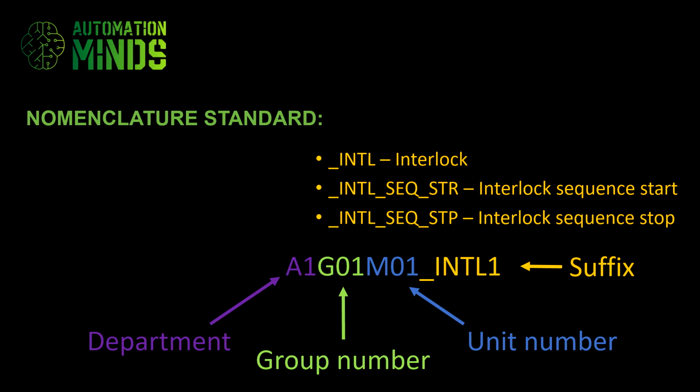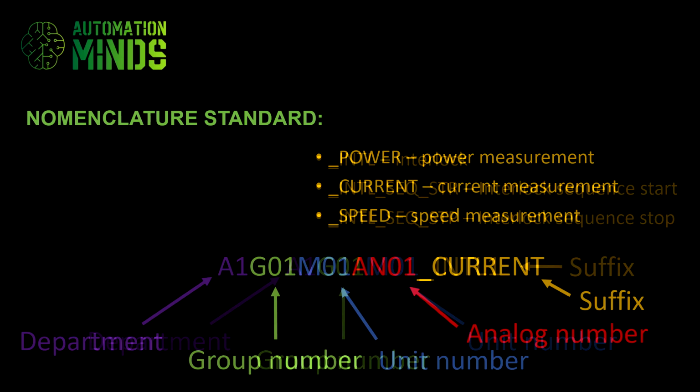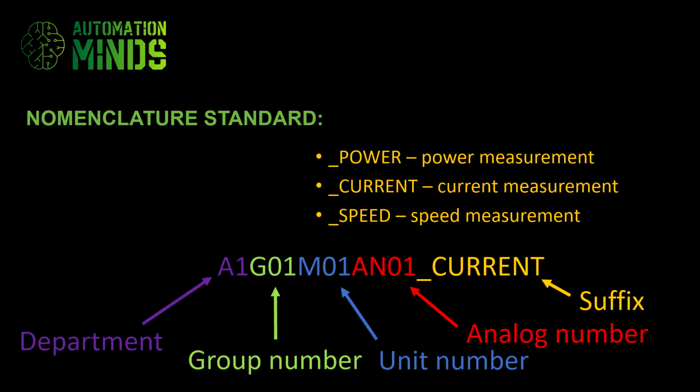Suffixes are also extremely useful for labeling analog measurements and alarms. They help quickly identify what exactly the measurement is tracking or what kind of alarm has been triggered. For example, if we want to measure the current of a motor with the code A1G01M01, we might label the first analog measurement as AN01 and then add a suffix to describe what's being measured. For example, power, current, speed. Thus, the name A1G01M01_AN01_current means we are dealing with the first current measurement for motor A1G01M01.